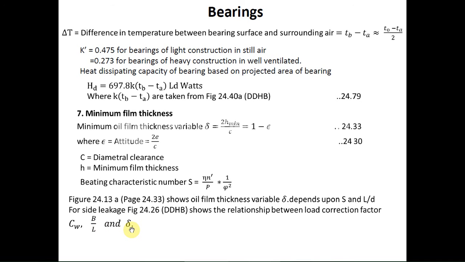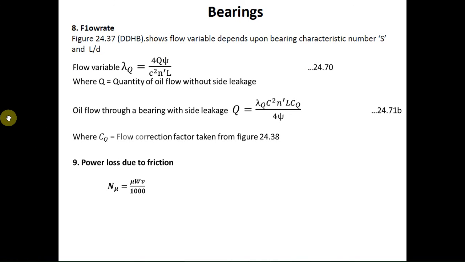You may be a little confused about these figures and tables, but when you solve problems, much more will be clear to you. Last is the flow rate. Refer to figure 24.37 from the data handbook, which shows the flow variable depends upon the bearing characteristic number S and L by D. You have seen these graphs already when I explained these important terms: the Sommerfeld number against coefficient of friction, flow rate and film thickness. Here we have shown only the nature of the graphs. Actual graphs you will find in the data book.